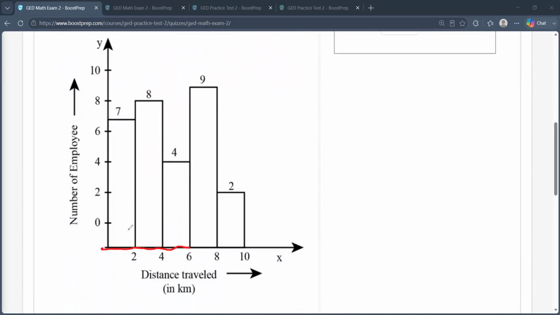From here to here is our range. From 0 to 2, we can use this range, and then we can also use this one. How many people travel 0 to 2 distance? 7. What about this range? How many people travel from 2 to 4? 8. And then the last range is this one. How many people travel from 4 to 6? 4. So if you put it all together, 7 plus 8 plus 4 is 19.